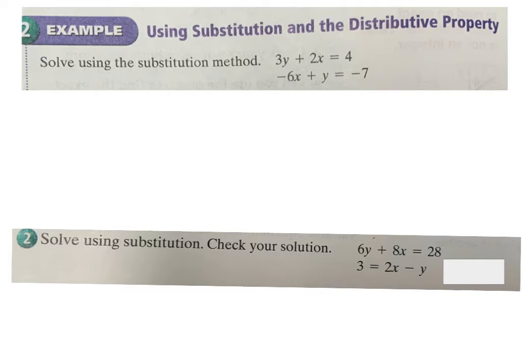So I am going to take this second equation here, and I'm going to say negative 6x plus y equals negative 7. If I want to get that y by itself, I will just move the x over. So negative 6x and positive 6x cancel. I have my y completely by itself. It equals positive 6x minus 7. All right, and I have gotten my y by itself.